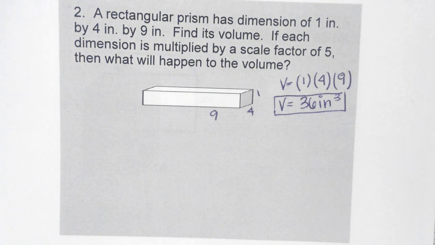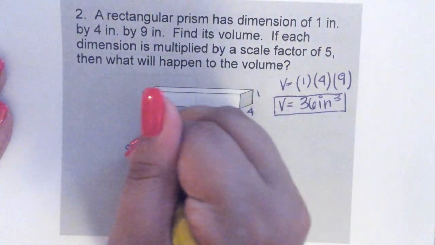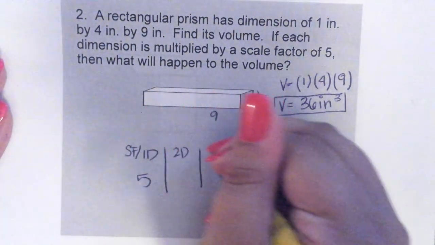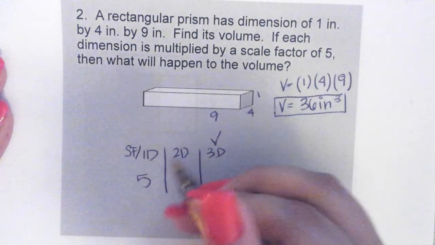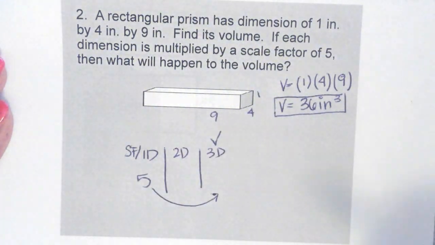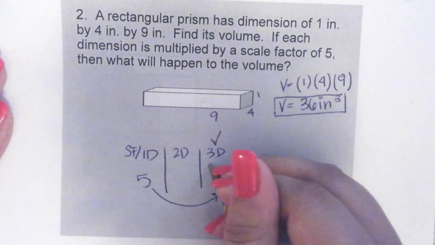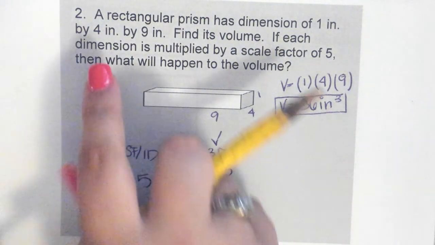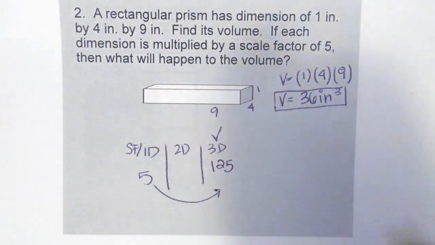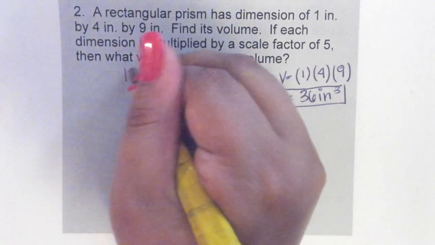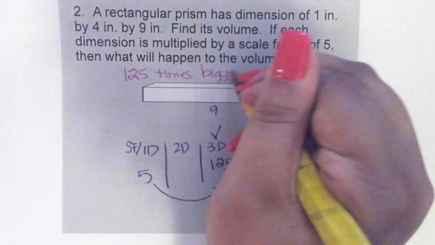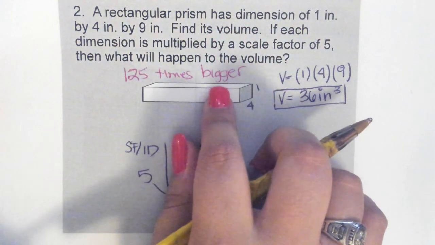Well, what do I know? What's my scale factor? It's 5. What am I messing with? 2D or 3D? I'm messing with volume, so what am I going to do from here to here? So what's 5 cubed? That's my answer, 125? So what will happen to the volume? It'll be 125 times bigger. No, it'll be 125 times bigger.